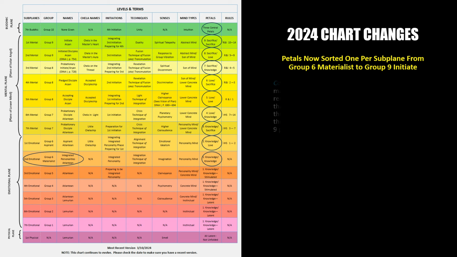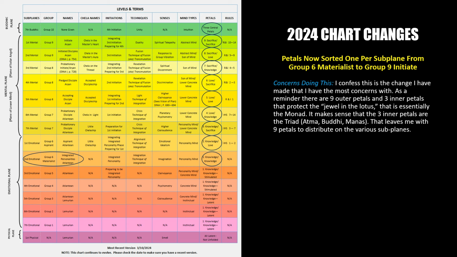So, what are my concerns about doing this? I confess this is a change that I have made that I have the most concerns with. As a reminder, I've just said there are 9 outer petals and 3 inner petals that protect the jewel in the lotus that is essentially the monad. And it makes sense that the 3 inner petals are the triad, Atma, Buddhi, Manas, and that leaves me with 9 petals to distribute on the various subplanes. Now, maybe more than one petal belongs on more than one subplane. I'm totally open to that.